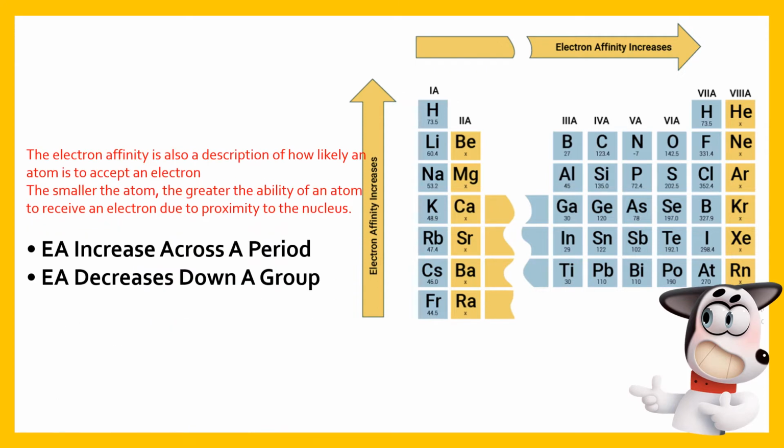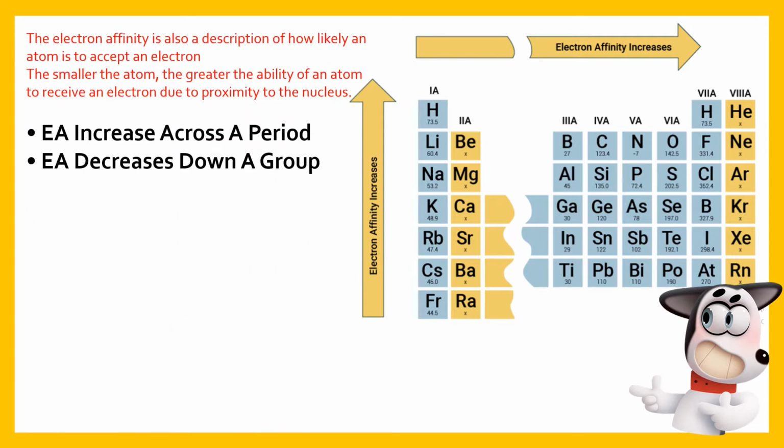Next we look at the trend of electron affinity. Electron affinity is also a description of how likely an atom is to accept an electron. The smaller the atom, the greater the ability of an atom to receive an electron due to the proximity of the nucleus. So, electron affinity increases across a period and it decreases down a group.